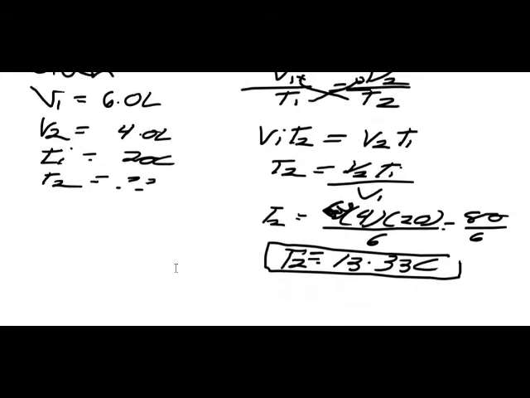Okay, let's check out another problem. A container containing 5 liters of gas is collected at 100 Kelvin and then allowed to expand to 20 liters. What is the new temperature to be in order to maintain the same pressure? We need to use Charles' law because we want the same pressure. So let's find the given first. Our given is V1, 5 liters.